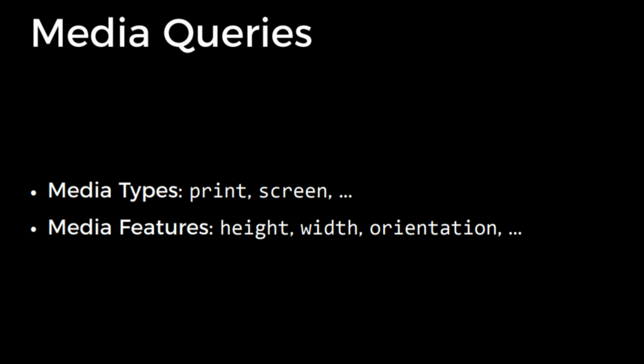Then we see the query type like print, screen. It will show the screen height, width, and the orientation of the media query. So it will show the media features like height, width, orientation, print, screen, or everything, every stuff about the screen of the specific device.